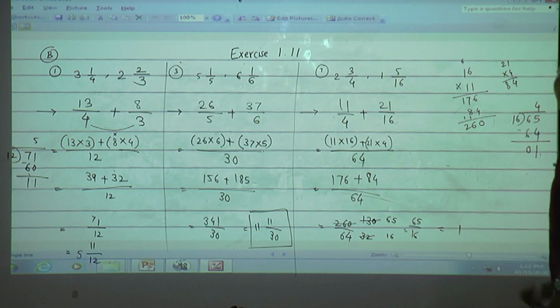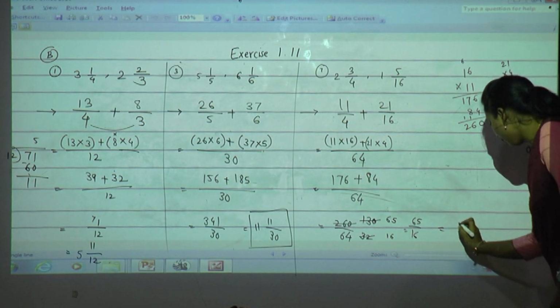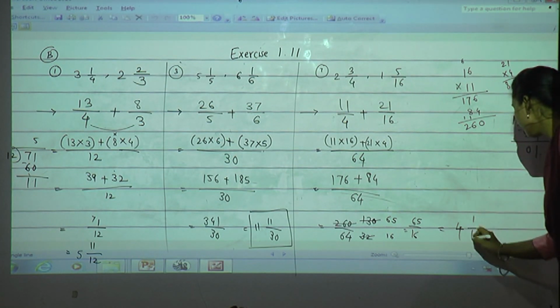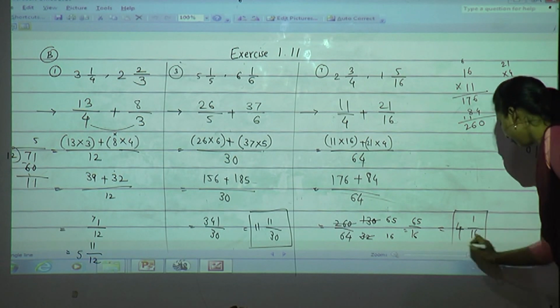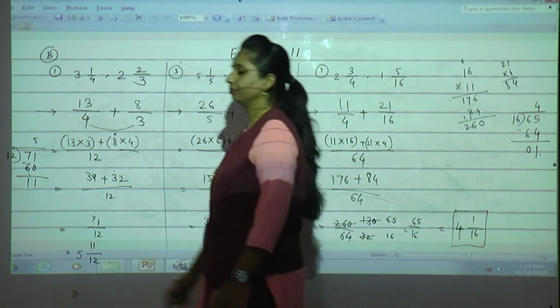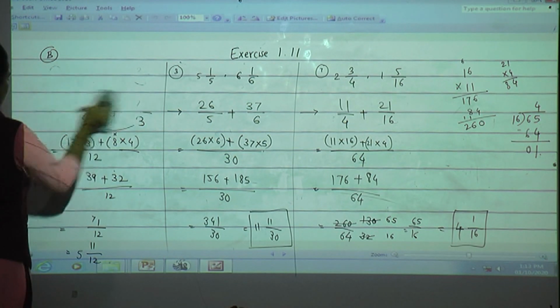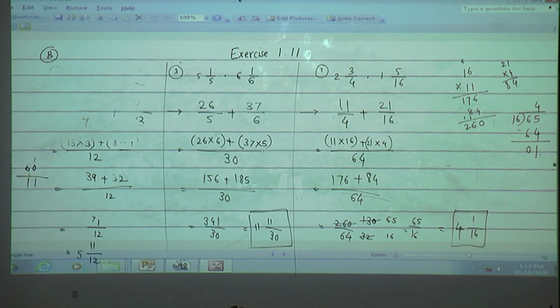Now what is the answer? The quotient is 4, and the remainder is 1 and the denominator 16. This is the final answer. Clear? How to solve? Understood? Very easy. For this question you should know proper multiplication, tables and division, which you are studying from grade 2nd. Now I will solve one more last question for you.